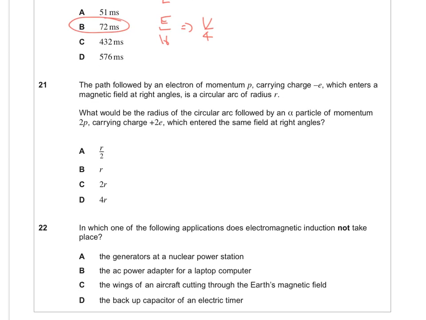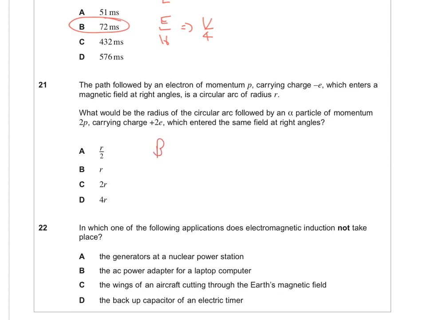The path followed by an electron of momentum p carrying charge minus e, which enters a magnetic field at right angles, is a circular arc of radius r. What will be the radius of the circular arc followed by an alpha particle of momentum 2p and charge 2e when it's in the same field at a right angle?